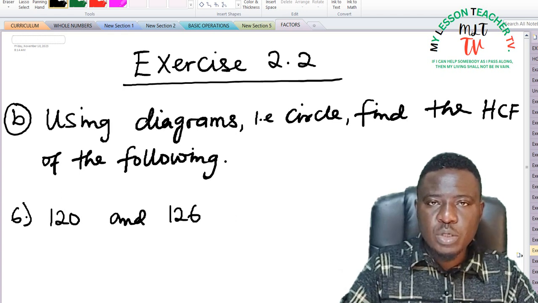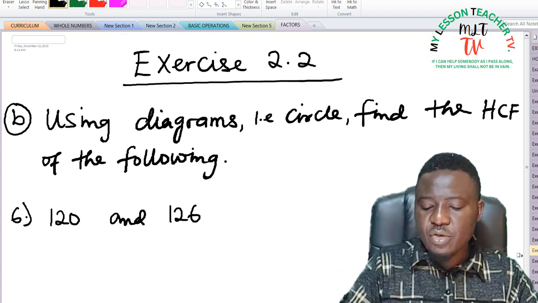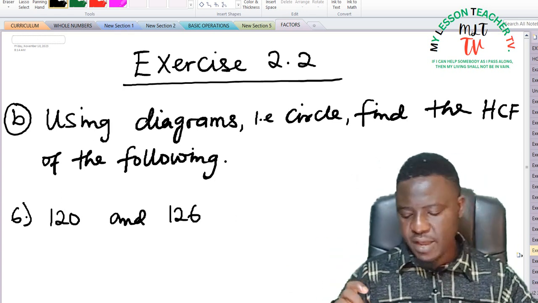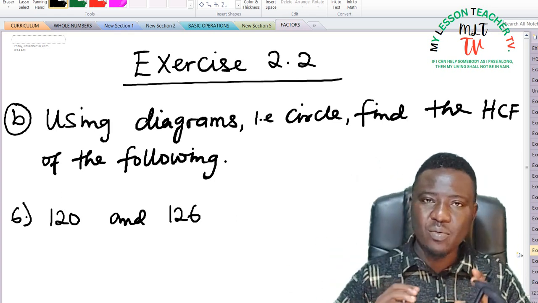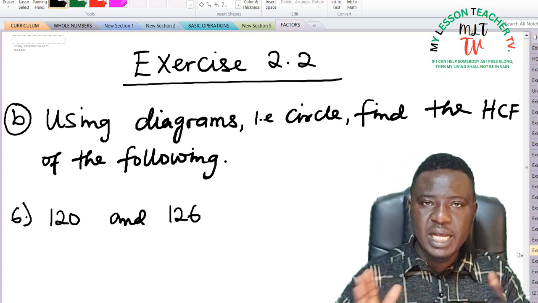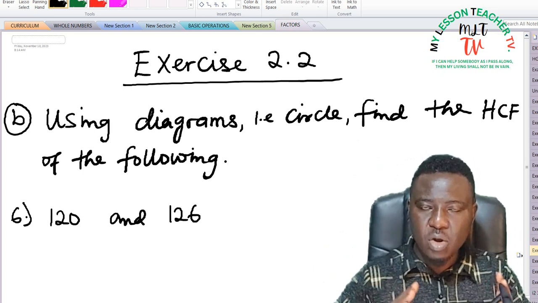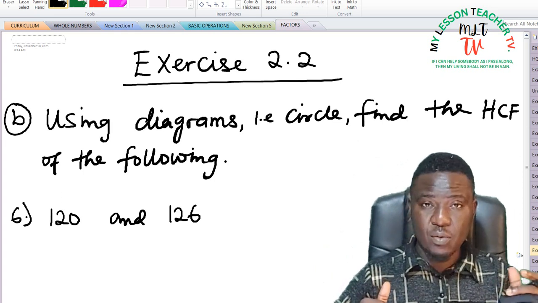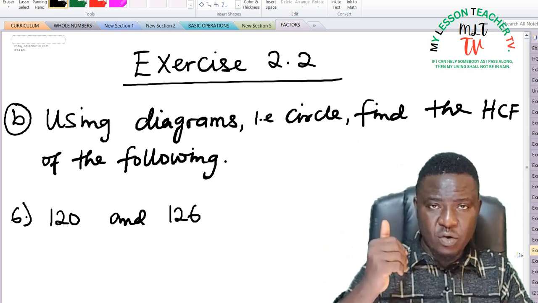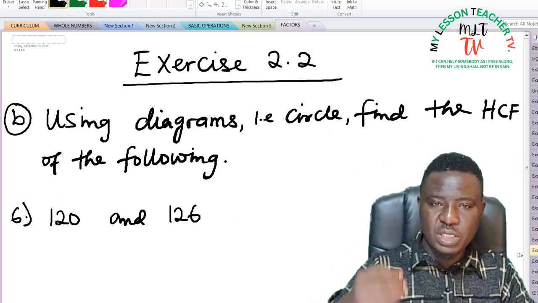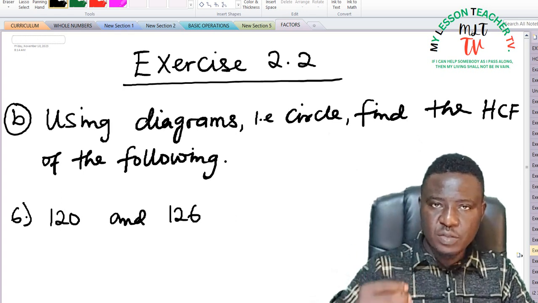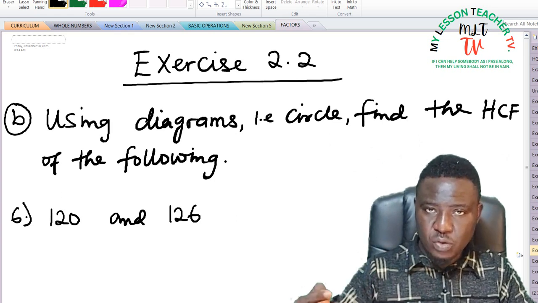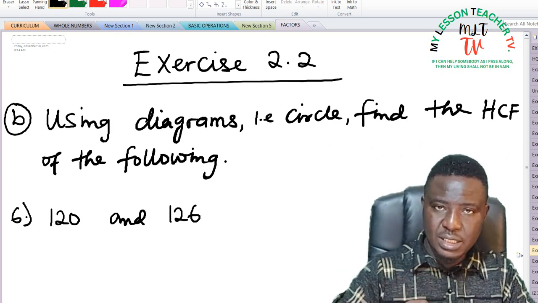Exercise 2.2b reads that using diagrams, that is circles, we have to find the HCF of 120 and 126. HCF simply means the highest common factor of 120 and 126. Now, in order for us to get the HCF using circles, we shall first of all express 120 as a product of its prime factors, as well as 126.